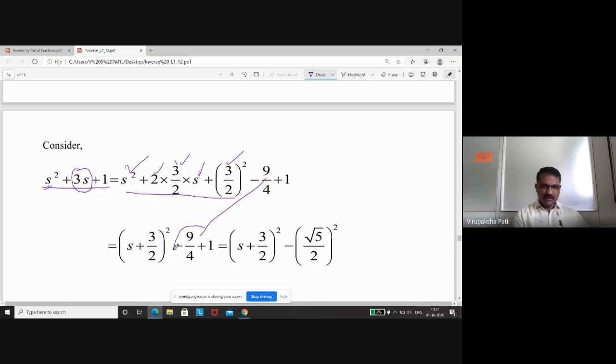Now once that becomes a perfect square, simplify this. If you simplify this part, what will you get? I'll write here minus 9 by 4 plus 1. So if you take the LCM, you will get LCM as 4. So you will get minus 9, this is 1 into 4. So it becomes minus 9 plus 4. So that becomes minus 5 divided by 4. Okay, minus 5 divided by 4.